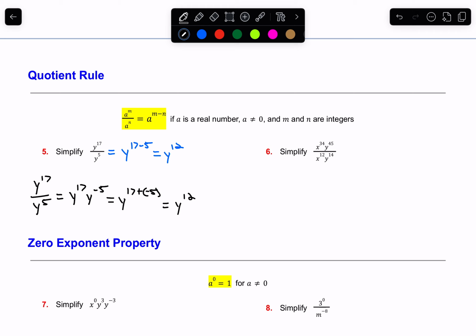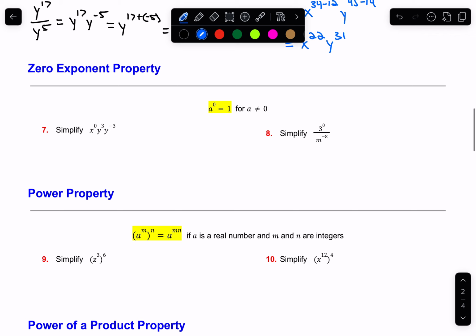All right, for the next one, we have x to the 34, y to the 45 over x to the 12, y to the 14. If we focus on just the x's first, we have x to the 34 minus 12. And then for the y's, we have y to the 45 minus 14. If we simplify each of those, 34 minus 12 gives us x to the 22, and 45 minus 14 gives us y to the 31. So we can easily just subtract the exponents on the x's and subtract the exponents on the y's when we are dividing.